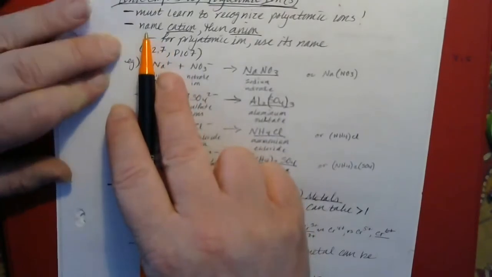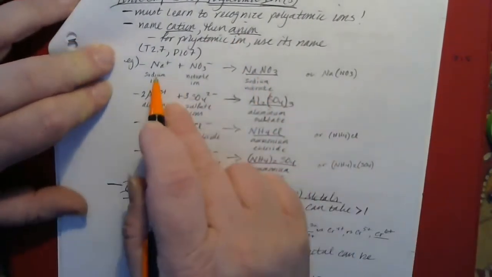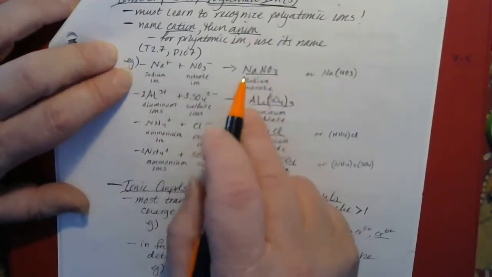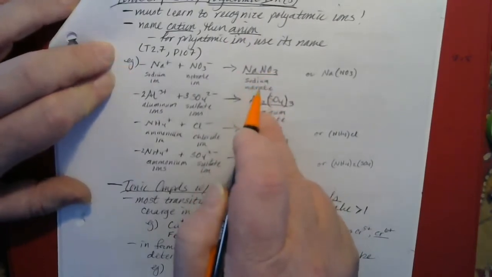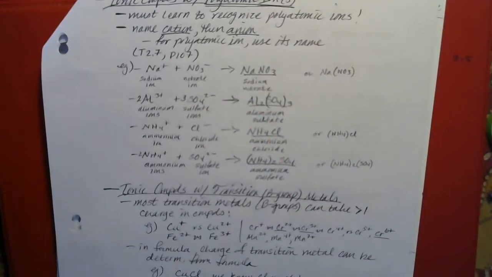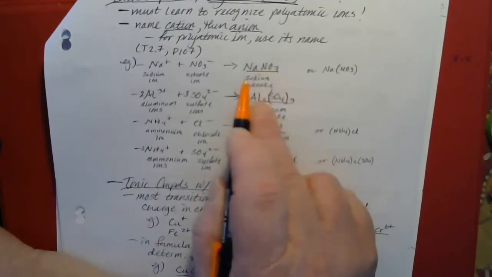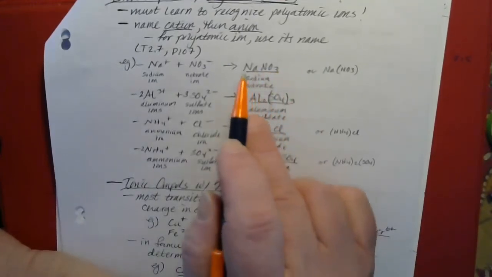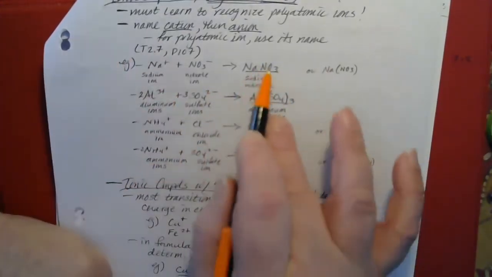The name takes the same form as before, cation first, then anion, and the name is simply the name of the cation followed by the name of the anion. So if we have NaNO3, that would be a sodium ion combined with a nitrate ion, so the name would be sodium nitrate. And recognizing NO3 as the nitrate polyatomic ion is important, because otherwise you might try to name this as something like sodium mononitrogen trioxide or something like that. And that's not what it is at all. This is sodium nitrate.